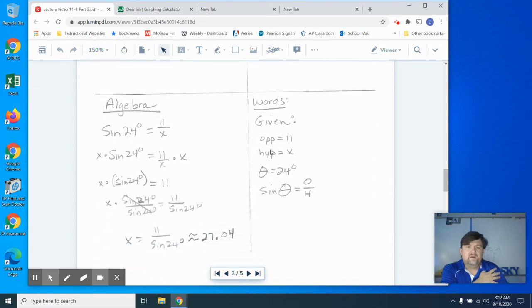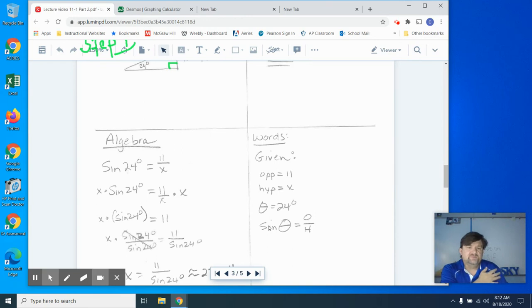Well, if I'm given opposite over hypotenuse, that is the ratio for sine. So there's step two. Find your ratio. So my ratio is step two.